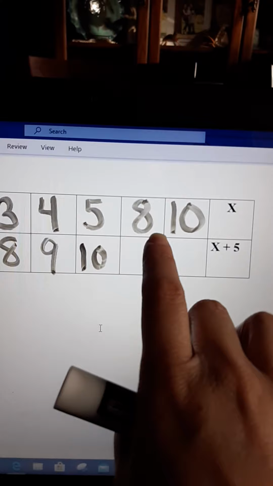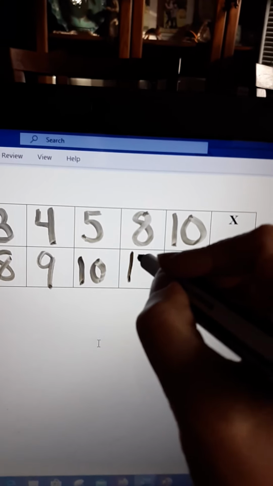And here's where people make the mistake. They look and they say, oh, we're just going up by ones. 8, 9, 10. That's going to be 11. That's going to be 12. No, pay attention to what it equals here. Pay attention to the top. 8 plus 5 is what? 13. So it wouldn't have been 11. So if you'd have put 11 because you thought that, you would have been wrong.